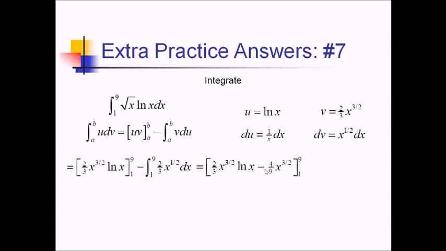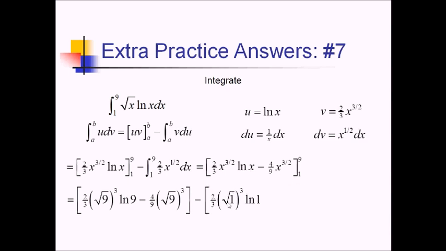So I've got all this stuff with 9 plugged in. This is 2/3 times the square root of 9 cubed times the ln of 9. And over here I've got 4/9 times, again, radical 9 cubed. From all that, I'm subtracting all this stuff with 1 plugged in. So square root of 1 cubed, 2/3 ln of 1, and same thing over here, but with a 1 plugged in.